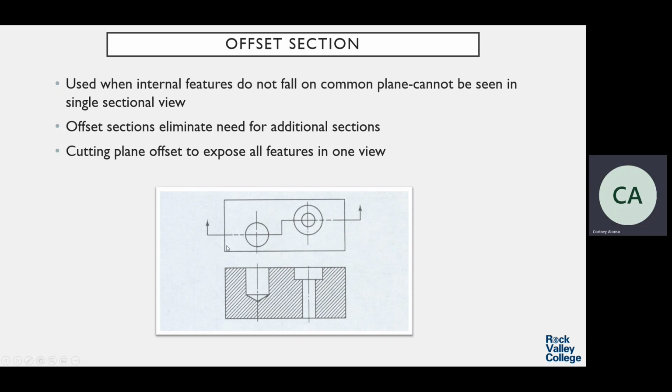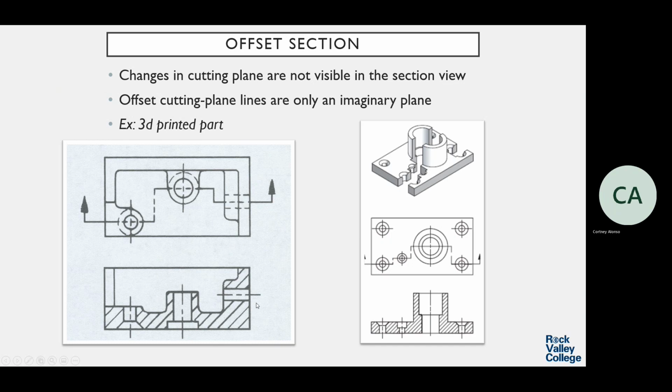Okay, so again, no hidden lines, and then I'm also showing a center line of my feature. And then here's another example here. Like I said, it can be multiple steps.